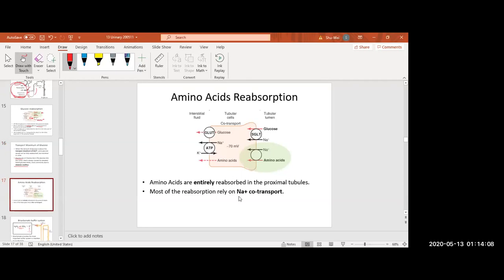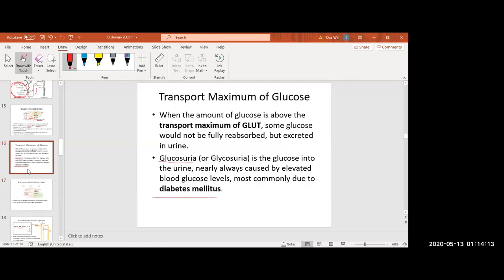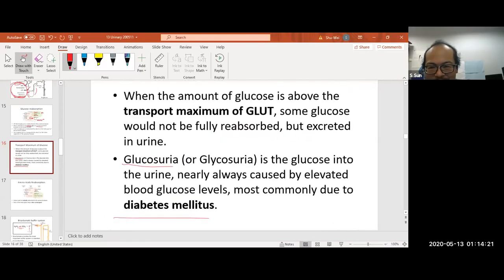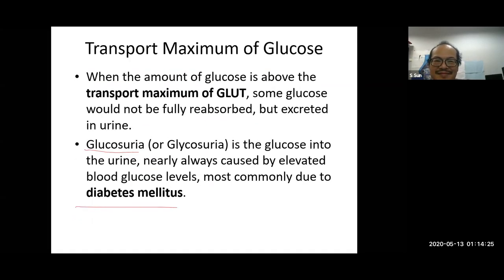Can you please enlarge the screen, please? Say again? Can you enlarge the screen? It's so small. Oh, really? Let me do this one here. How about this one? Is it good? All right. Yeah.